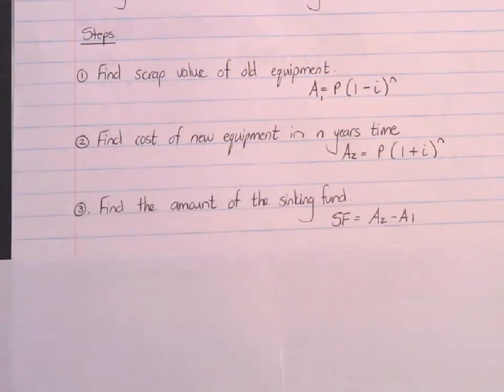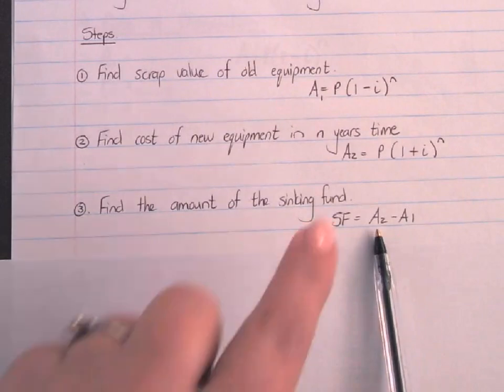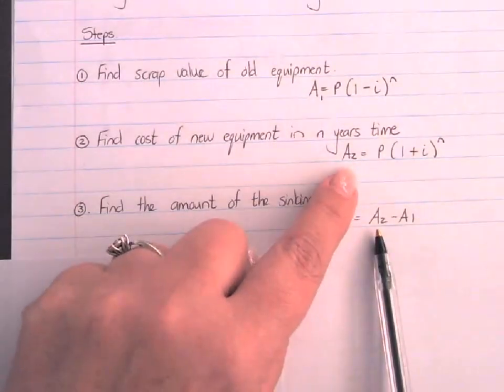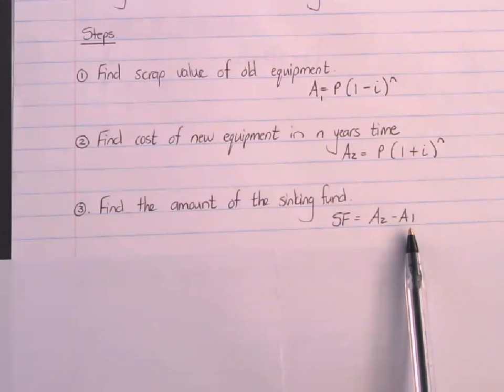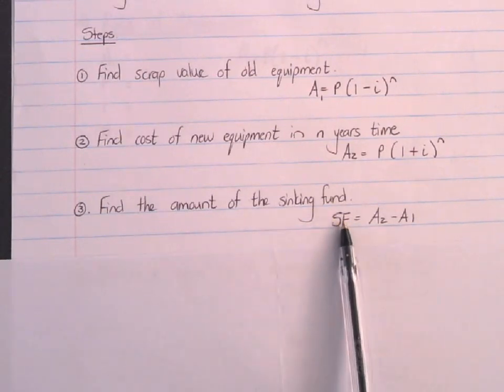The third step is to find the amount for the sinking fund. We're going to take the new value of the car minus the value of the old car, so that we know how much money we must save in order to buy the new one. This will be the value of the sinking fund.